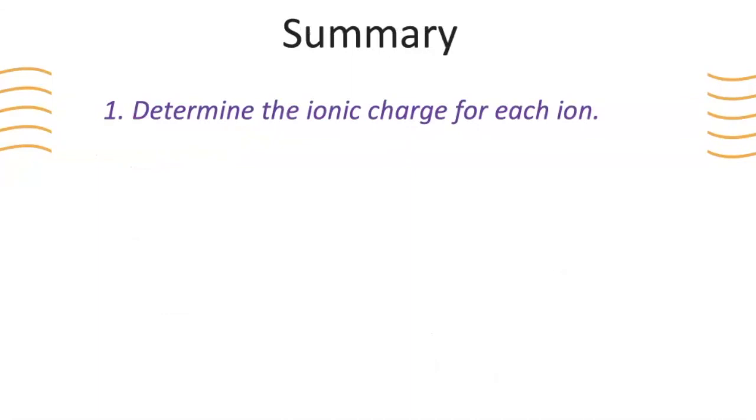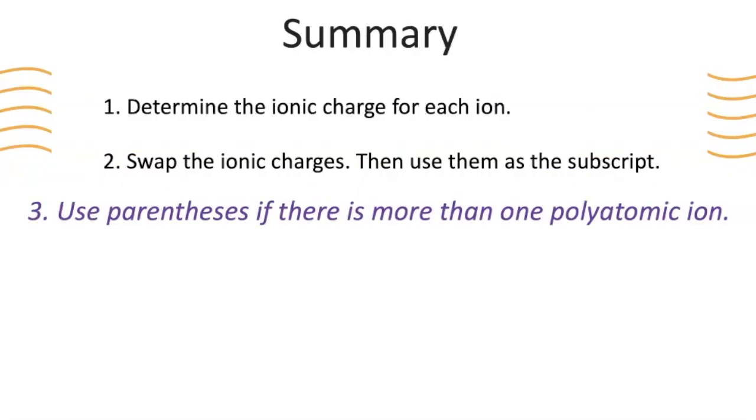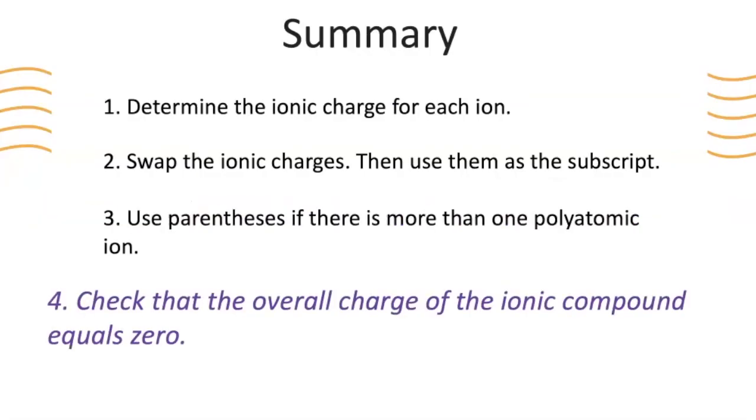In summary, when writing the chemical formulas for ionic compounds, you want to first determine the ionic charge for each ion in the compound, then use the swap drop method to determine the subscripts. You want to swap just the ionic charge itself, the number, not the positive or negative, and then use that number as the subscript. Use parentheses if there is more than 1 polyatomic ion. No need to use that with monatomic ions, only polyatomic ions. And check that the overall charge of the ionic compound equals 0.